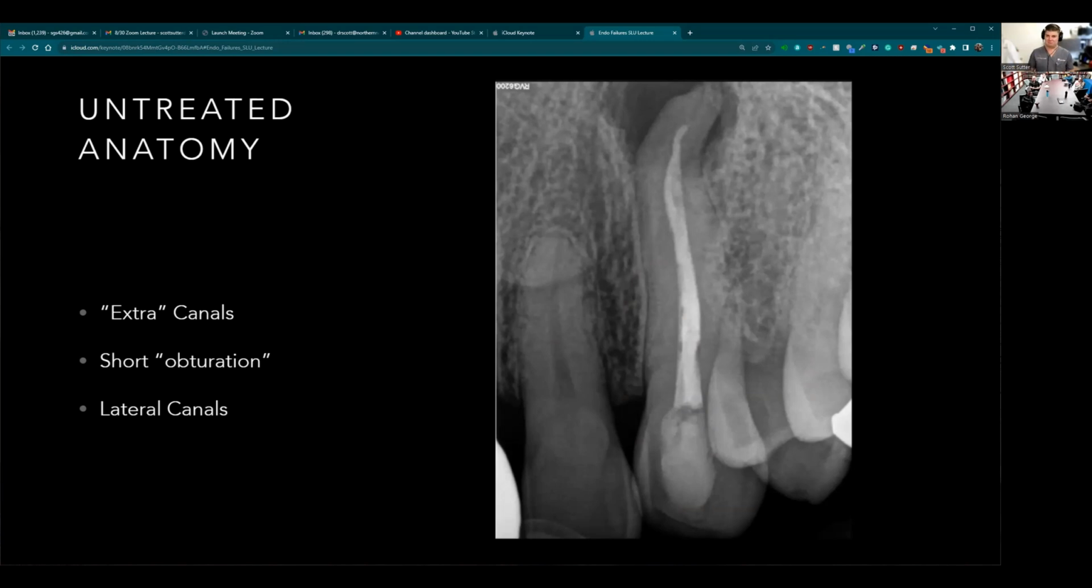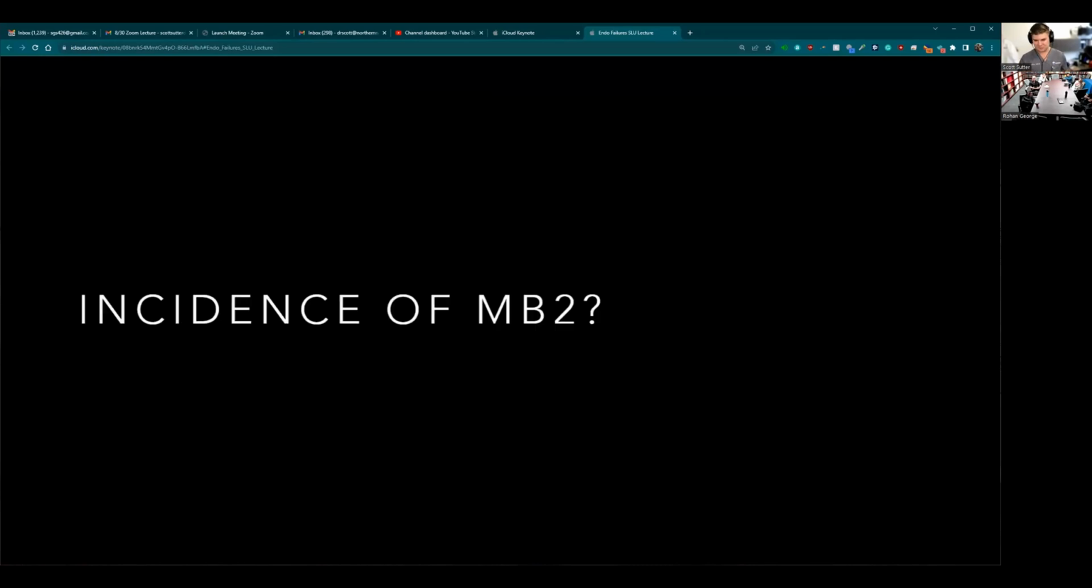So that I assume none of you will do because you'll just get the actual proper instruments. But I see this more often than you'd think, where the cases are obviously short by the exact amount of what their longest file was.